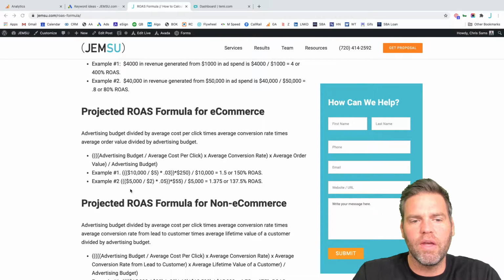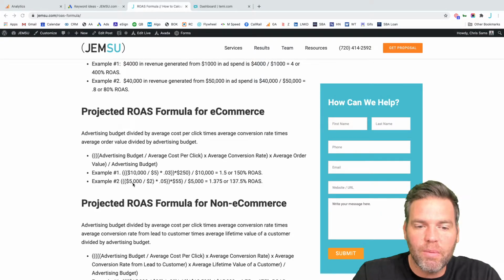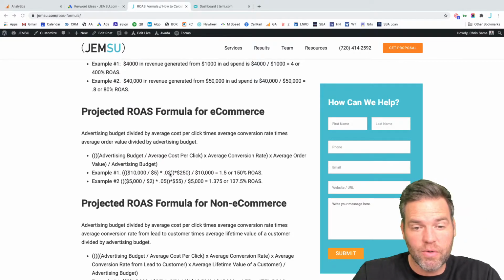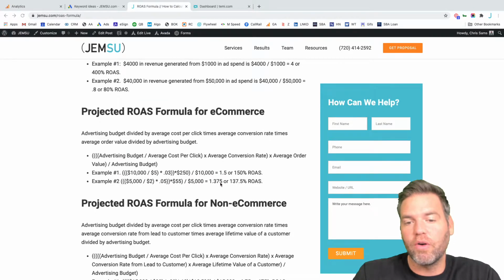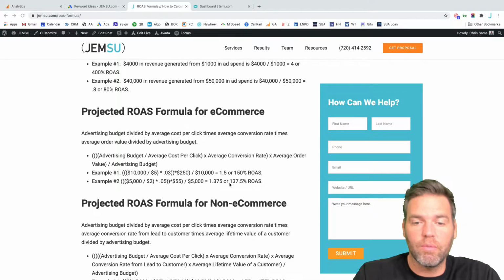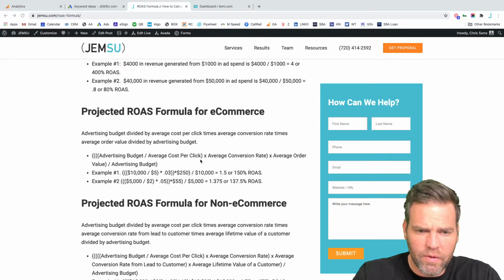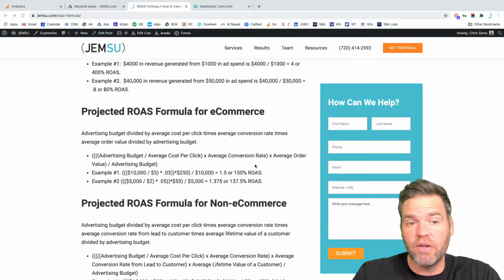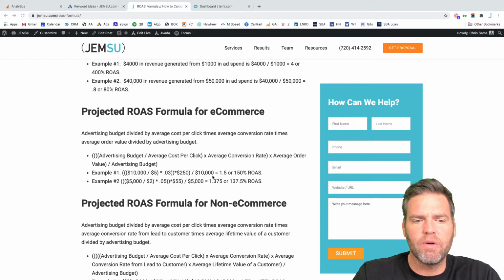In this example, we say if your ad spend was $5,000 a month, your average cost per click was $2, your average conversion rate is 5%, and your average order value is $55. You divide that by your ad spend, then your return on ad spend would be 137.5%. So that's the return on ad spend formula, or projected return on ad spend formula for e-commerce.